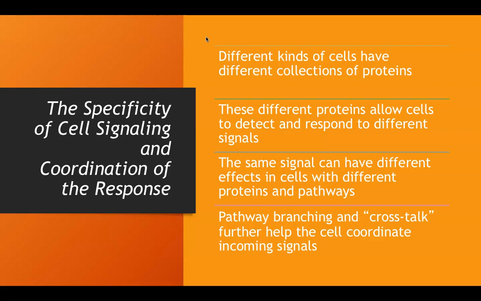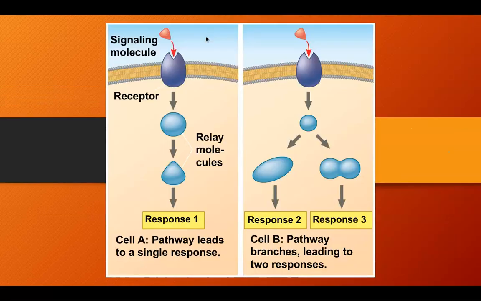Also, the response is dependent on the type of cell. The same signal can trigger a different response depending on the type of cell, the proteins available in the cell, or even the receptor that it binds to in the same cell. So these are different cells, and in one cell you get this response, and in the other cell, same ligand, same chemical signal, you get a different response.